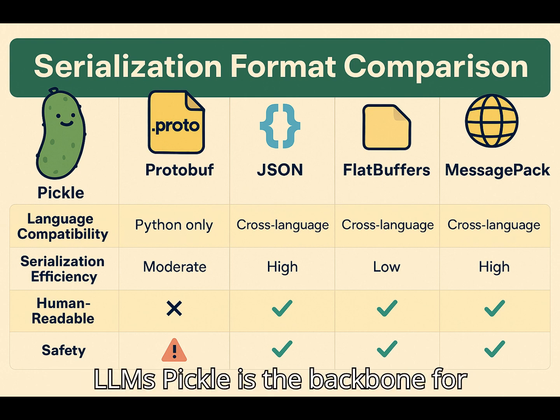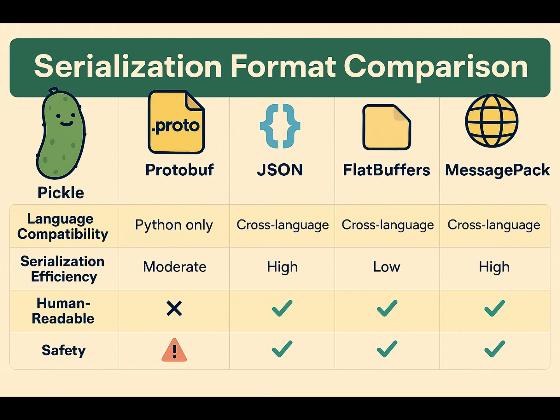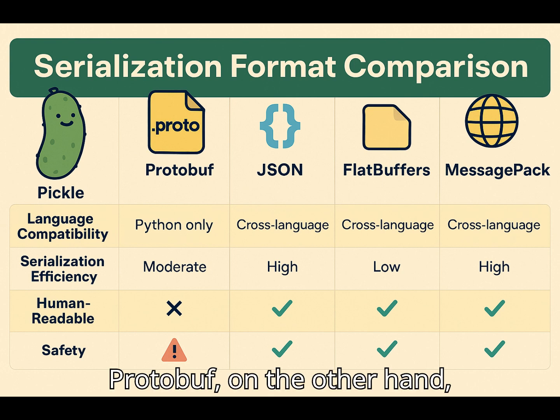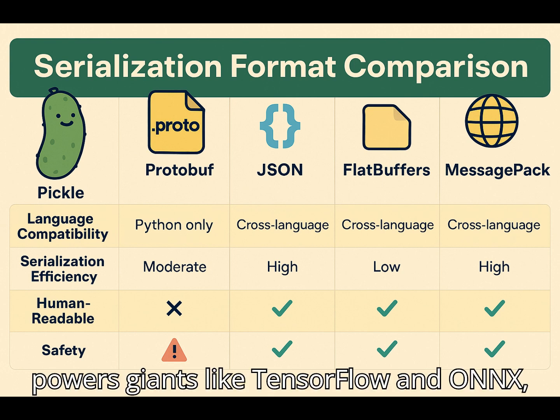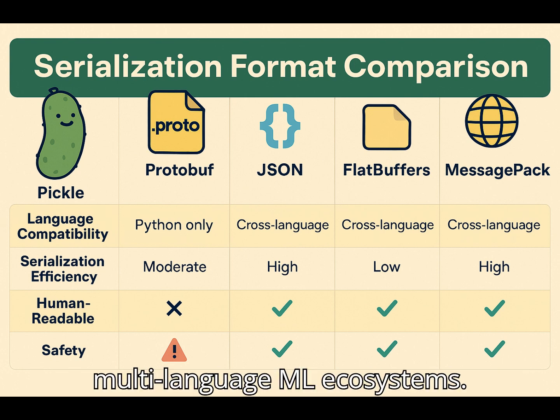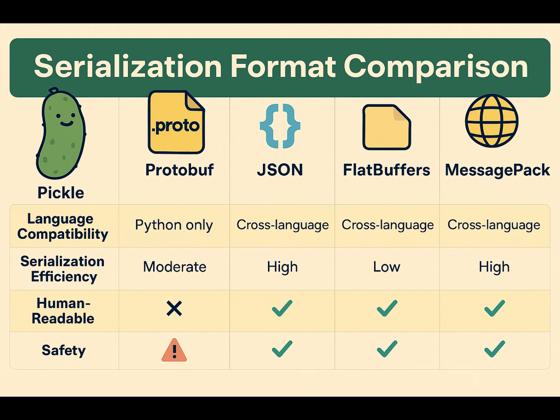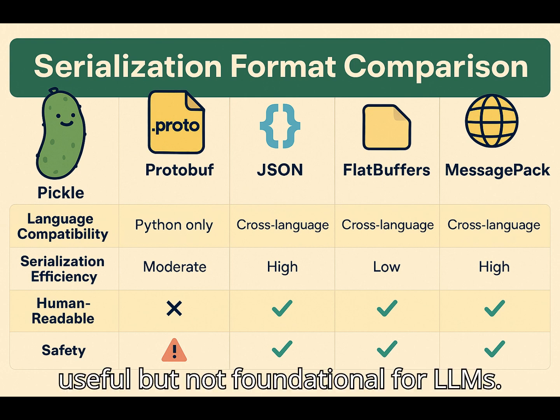Use in LLMs. Pickle is the backbone for frameworks like PyTorch and scikit-learn, ideal when you're staying in Python land. Protobuf, on the other hand, powers giants like TensorFlow and ONNX, enabling deep integration with multi-language ML ecosystems. JSON and others play peripheral roles, useful but not foundational for LLMs.